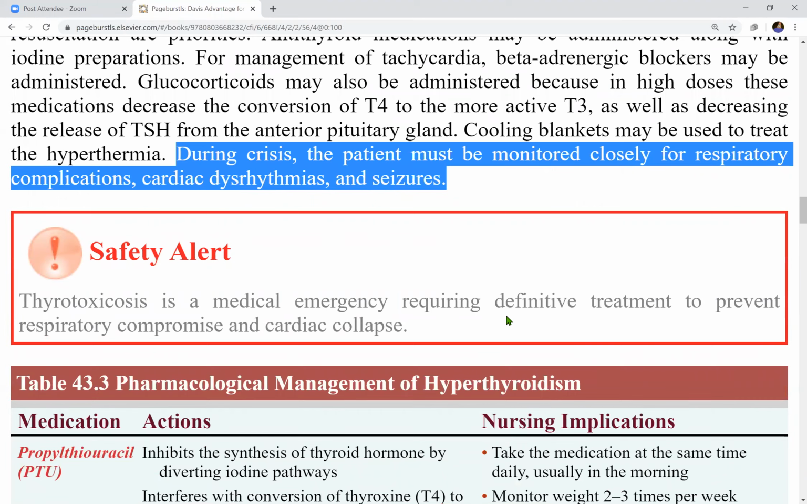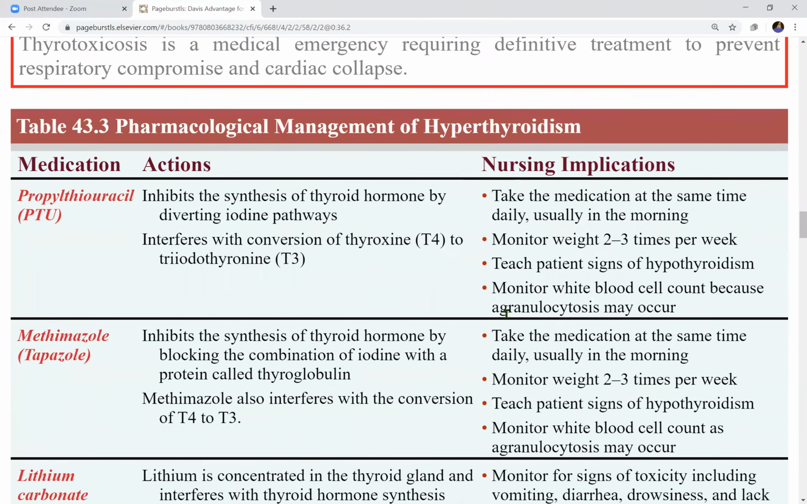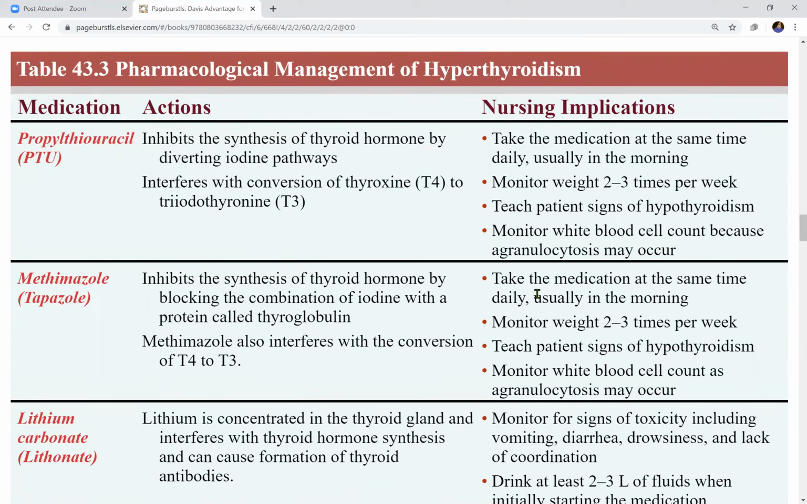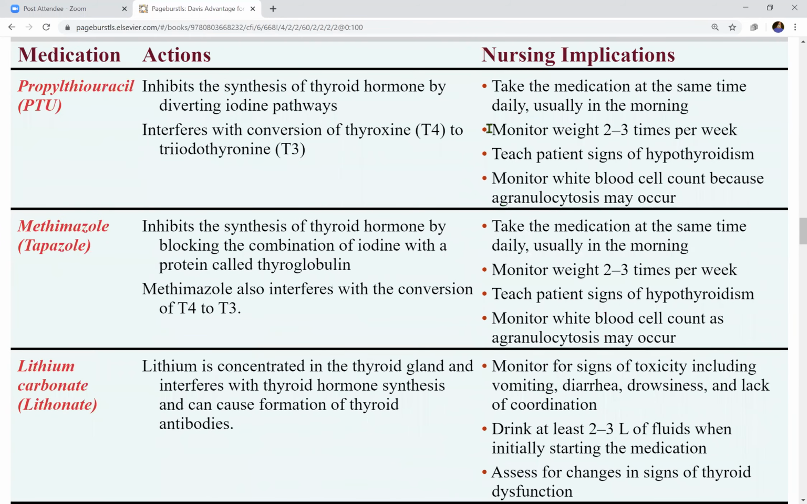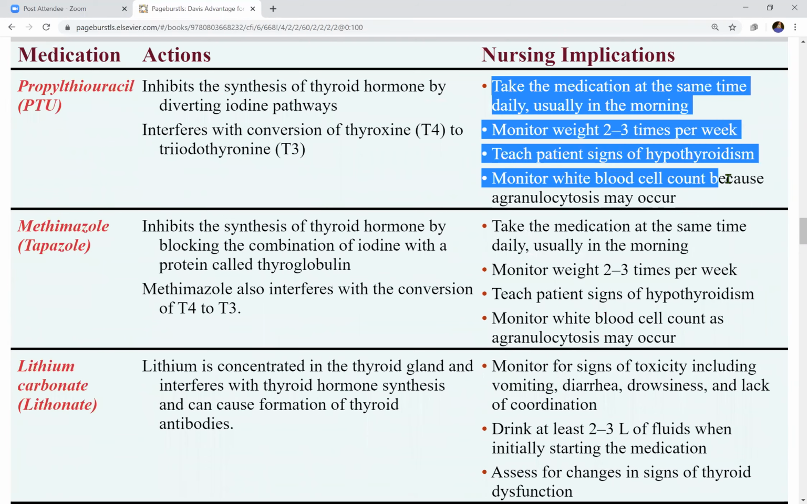Any questions before I proceed? All right, let's go to table 43.3. These are now your nursing responsibilities for each of the drugs. The testable part here is these. It's always the nursing implications.